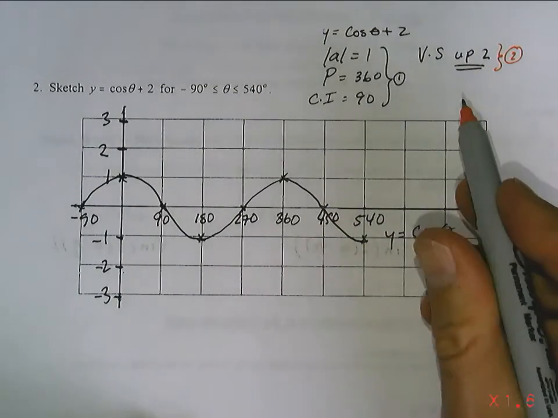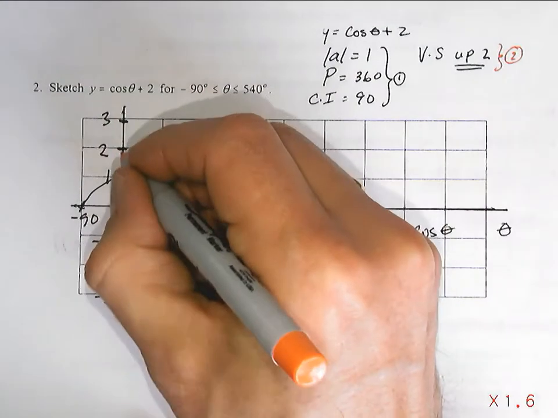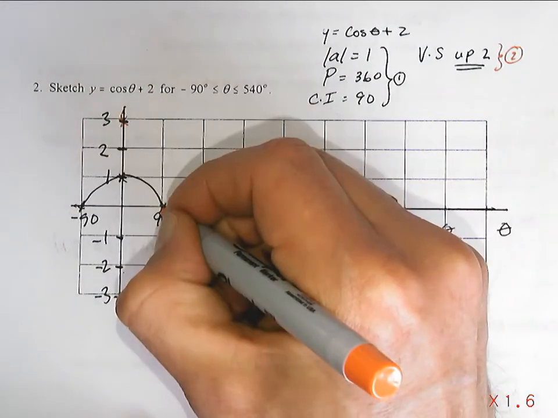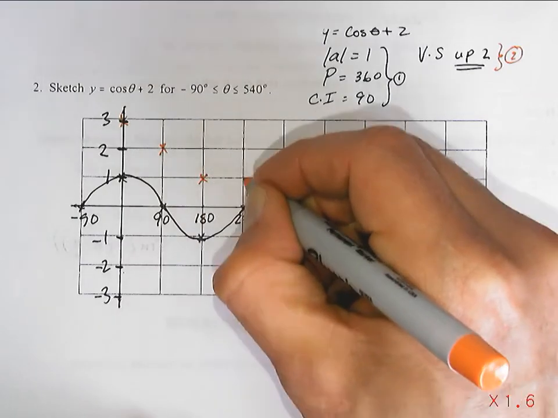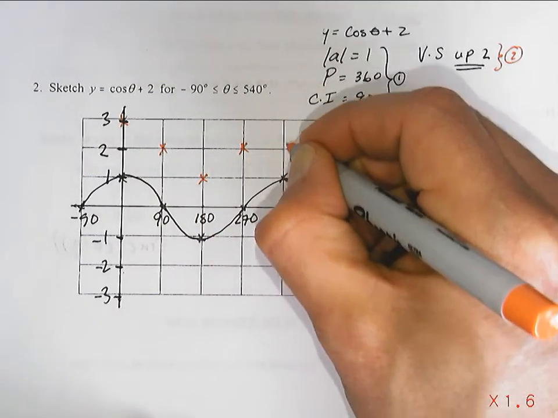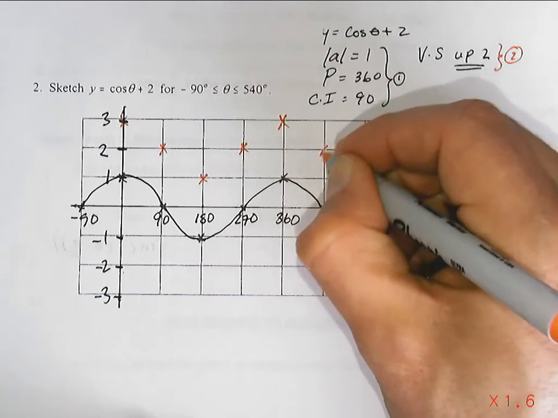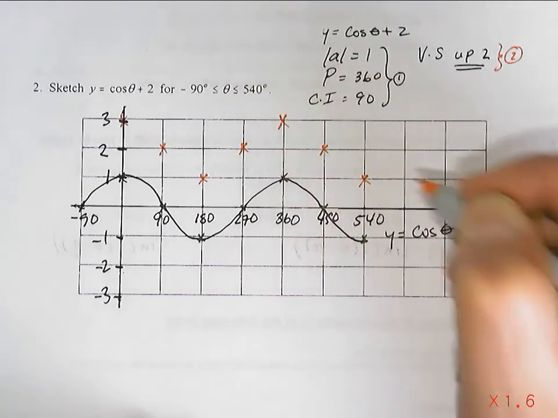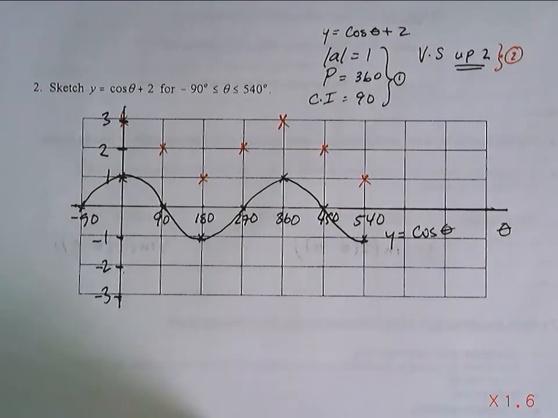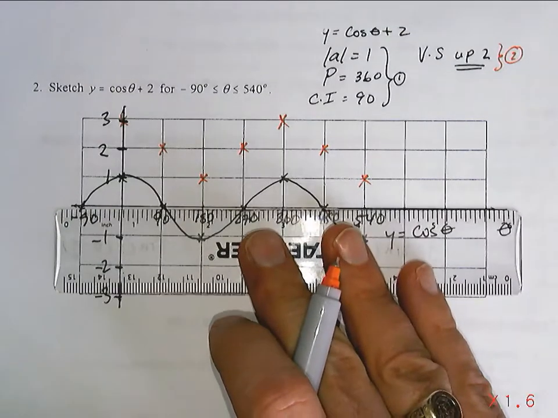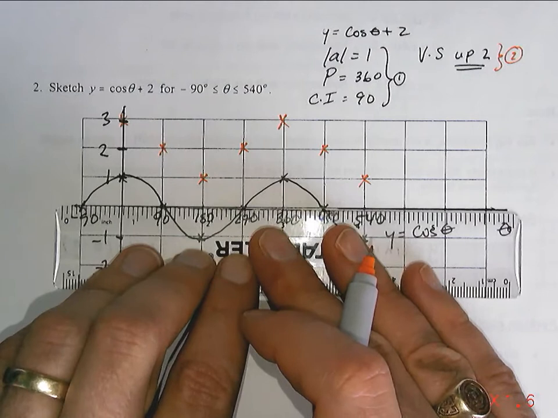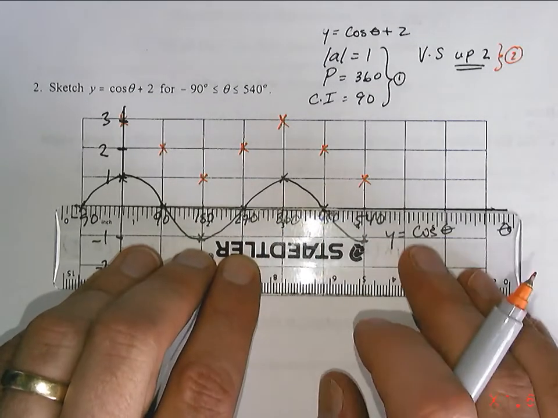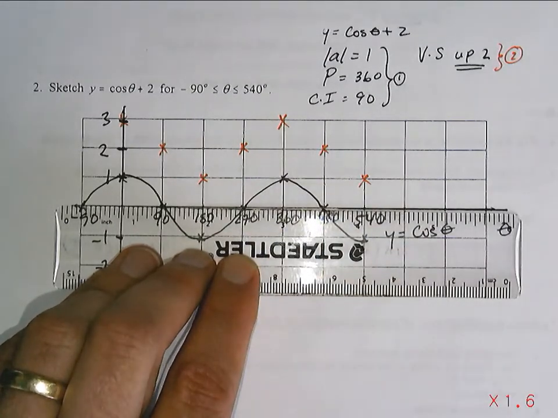Now I have to do the vertical shift up 2. I would simply go 1, 2. I would take this one, 1, 2, and this one, 1, 2, and so on. And you know what? At some point you're going to get bored of doing 1, 2, 1, 2. Why not take that horizontal line that cut it in half? Horizontally, very symmetrically, it would be moved up 2.